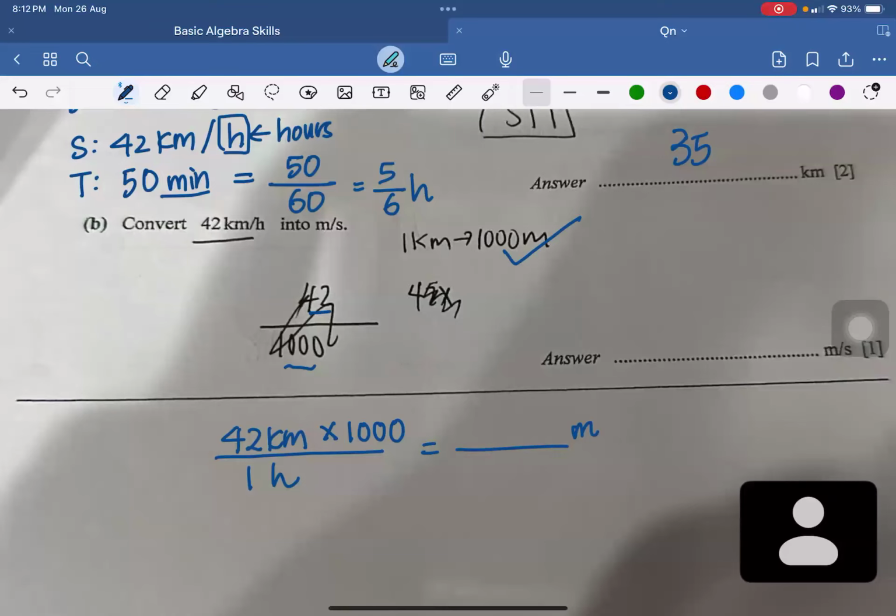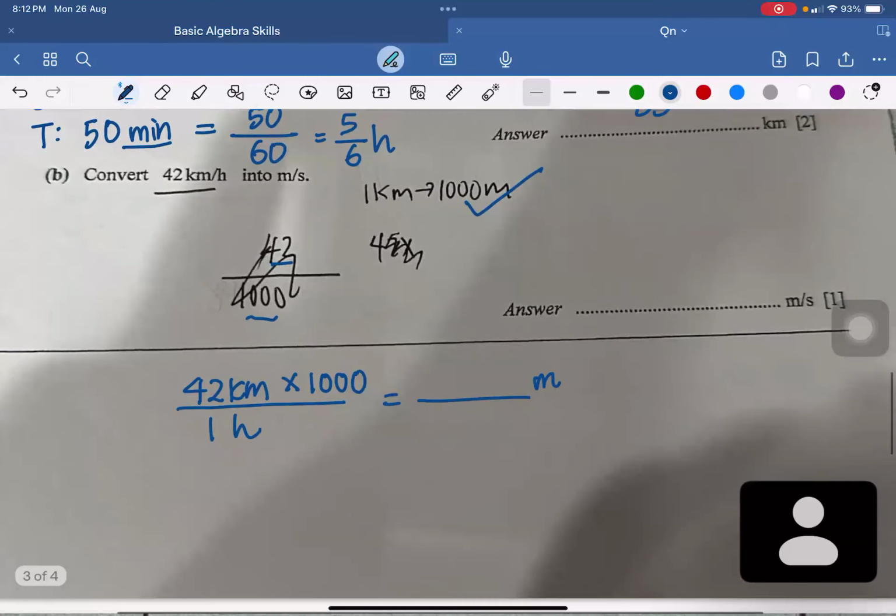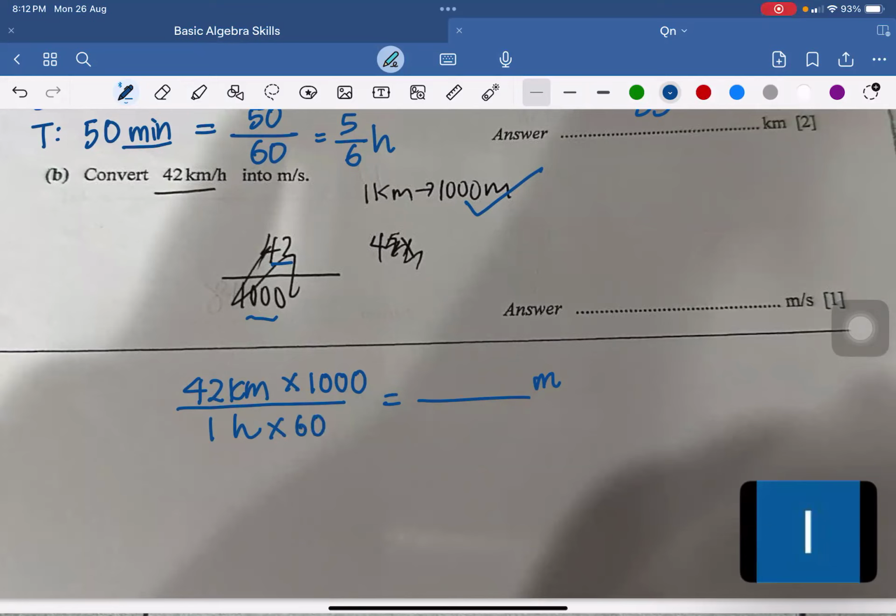1 hour change to seconds. 1 hour got how many minutes? 60 minutes. Then 60 seconds. So divide by 3,600. So it's 42 times 1,000 divided by 3,600. Then get your answer. Not a nice number, leave it as a fraction. You all like to put one decimal place, right? Please use fraction. Okay, meters per second.